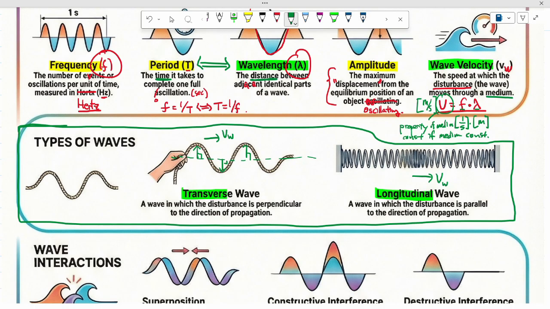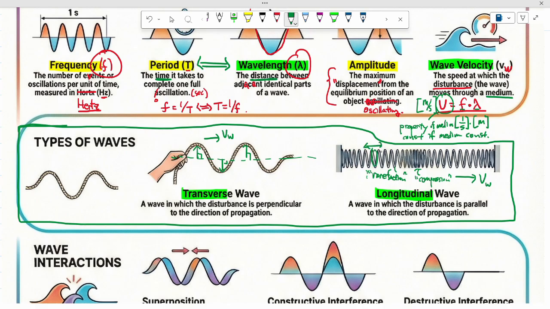In a longitudinal wave, imagine a slinky that you push and pull to create these regions. In a sound wave, you might call this rarefaction, and this might be called compression. Let me move this out of the way. Rarefaction and compression. And as it's doing that, each of these rings of the slinky is moving in this direction.